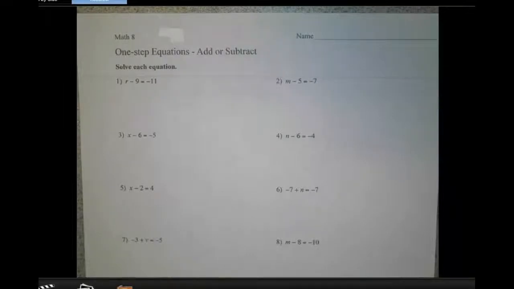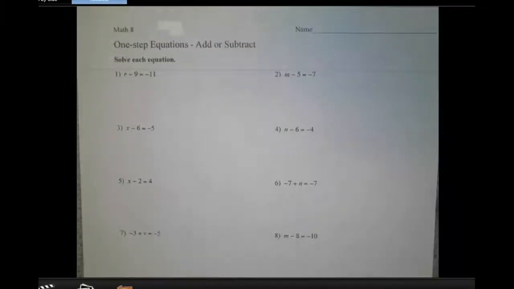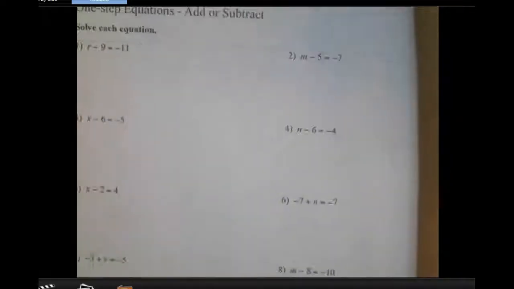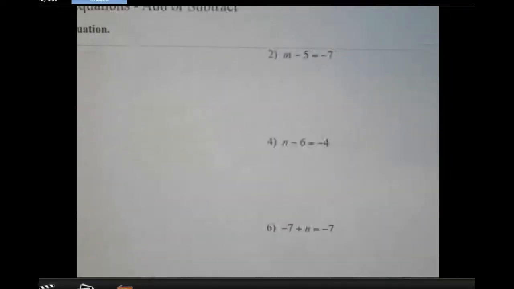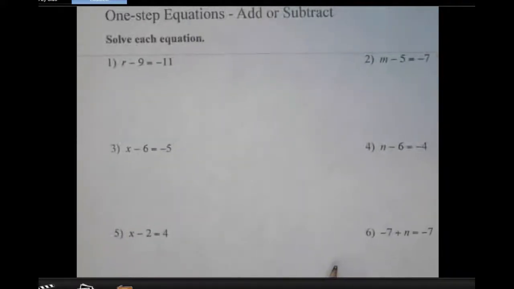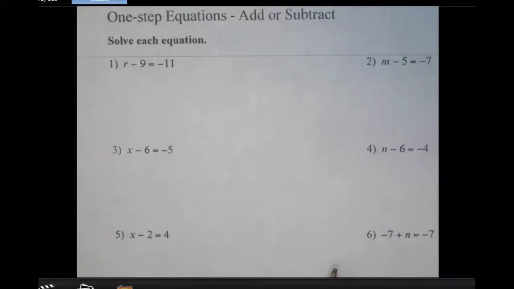Attention. So we're going to go backwards to one-step equations, just simple adding and subtracting. I'm going to zoom in so we can see it really good. And I'm going to do one side, okay? And I'm going to go over some other stuff too.